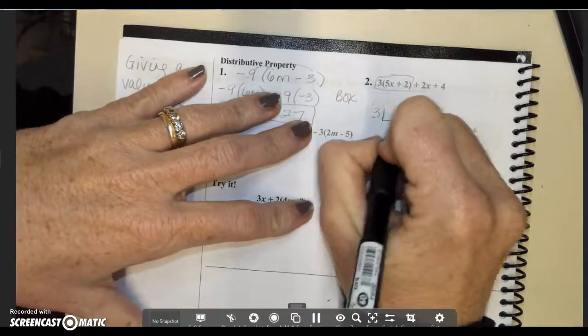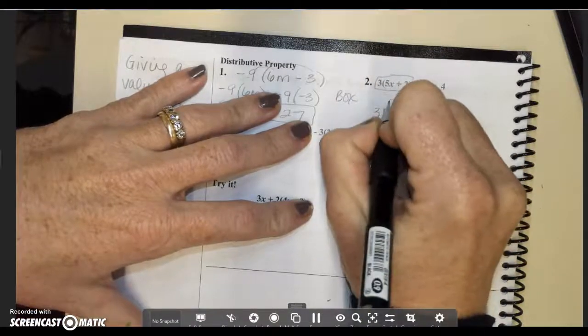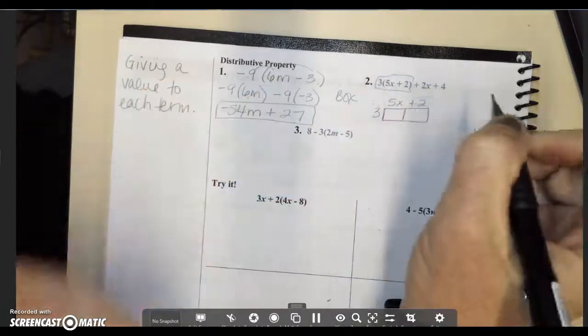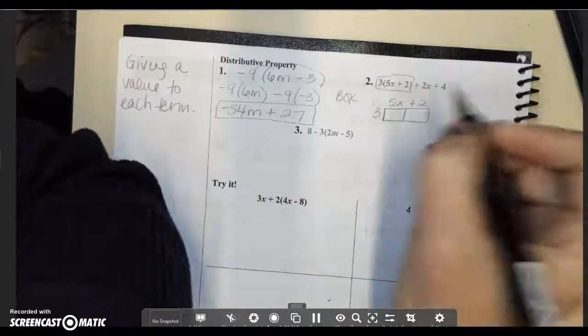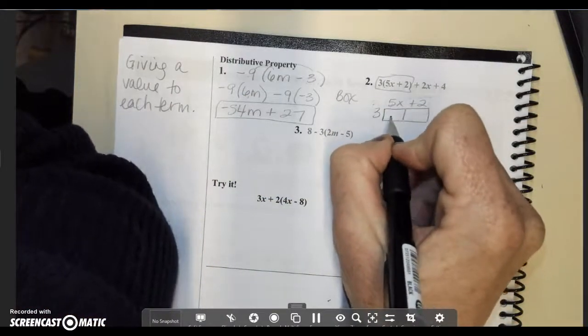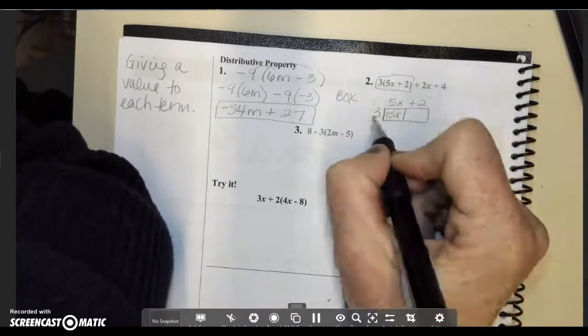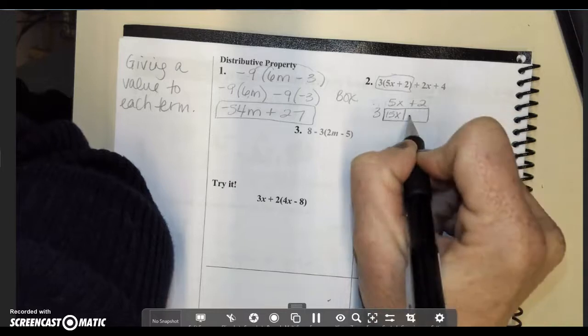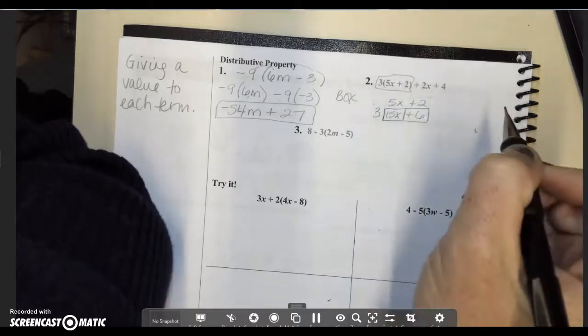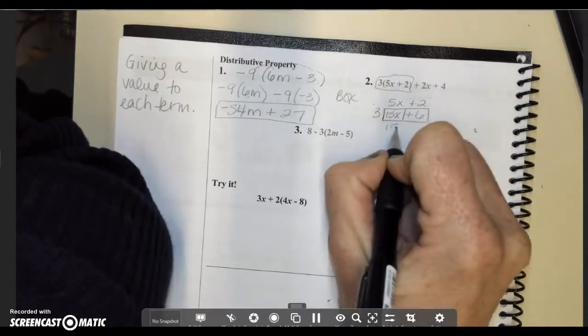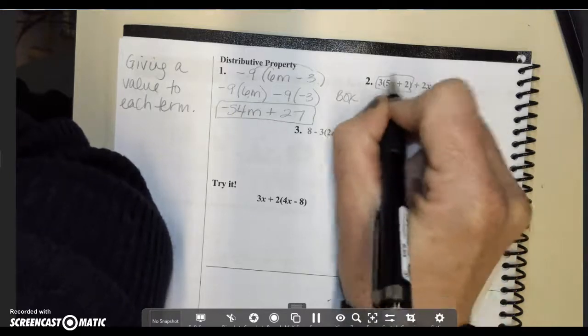Okay, 5x and positive 2. So if we just multiply those together, 3 times 5, and we're going to put it in this box right here. 3 times 5 is 15, and an x. 3 times 2 will go in this box, and that's going to be a positive 6. So I get 15x plus 6 is this part.